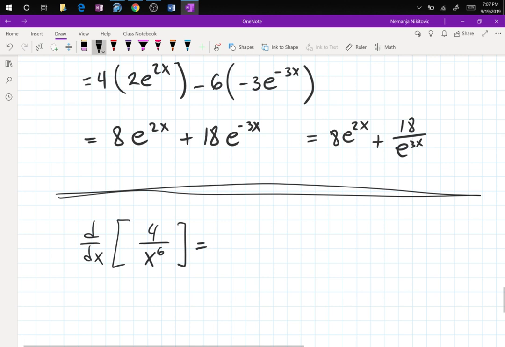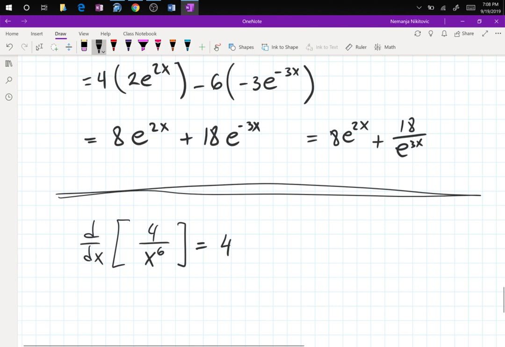What would you say would be the first step for a problem like this? Rewrite it. Put the x up. Okay, that's the same thing. Anyone else? Take the 4 out. Good. So, kick the 4 outside.